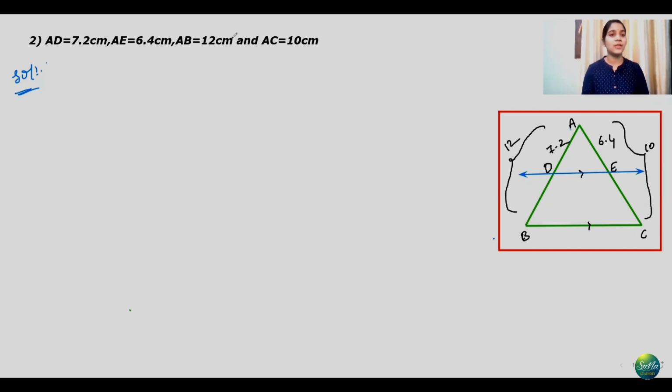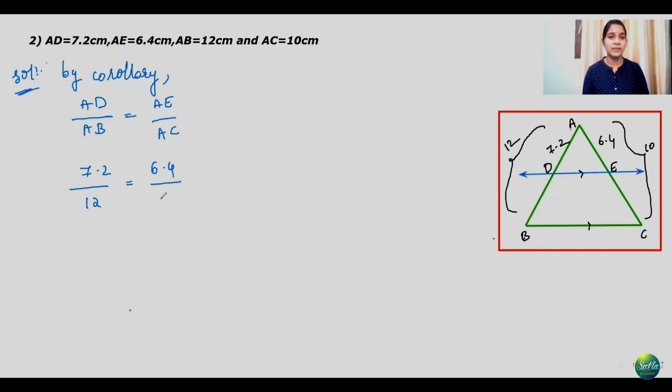So here we make use of the corollary of BPT. By the corollary, we have AD by AB is equal to AE by AC. Let us substitute the values given here. 7.2 by AB, which is 12 centimeters, and AE is 6.4 by AC, which is 10 centimeters. In this case, we can remove the decimals on both sides. Then we are left with 72 by 12 and 64 by 10.